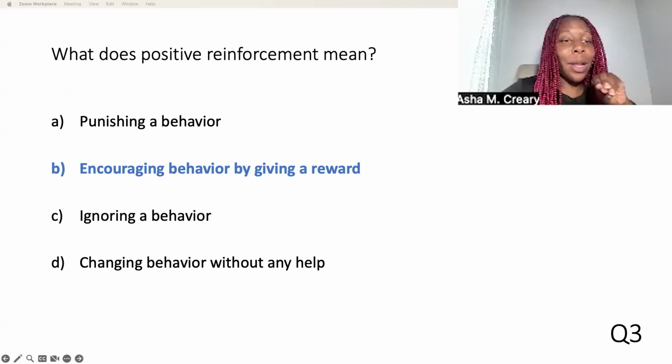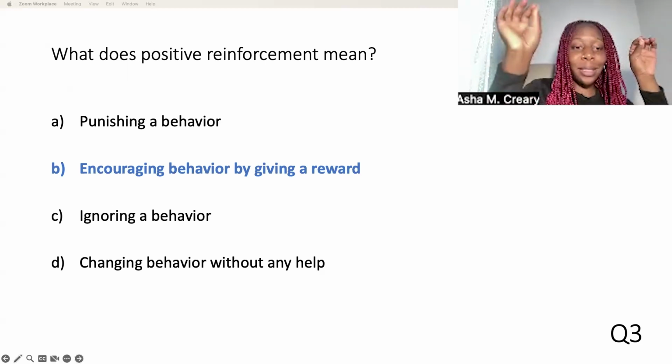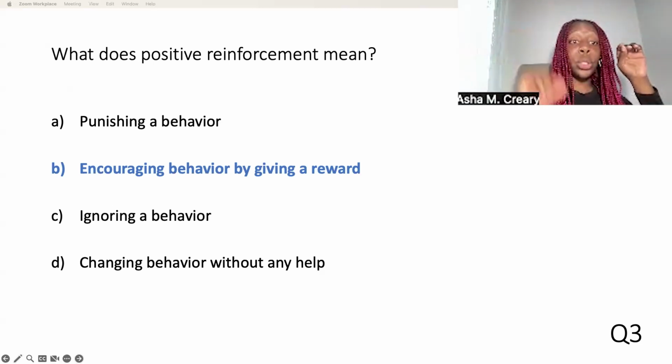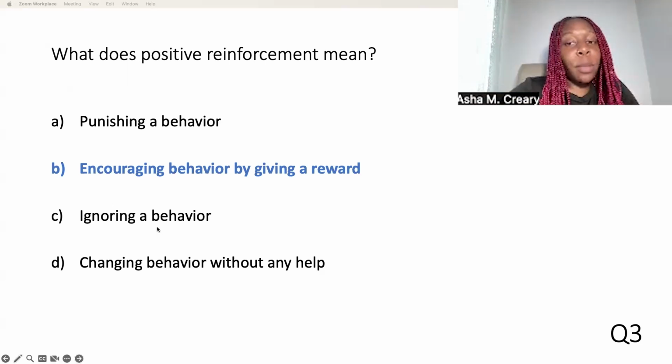So keep in mind, positive means to add something. Reinforcement means we're going to reinforce the positive behavior or the good things that are happening. So I'm going to encourage the behavior by giving you a reward. Ignoring the behavior doesn't do anything. D as in Delta, changing the behavior without any help, that doesn't do anything. It doesn't involve anything. There's no feedback for it.